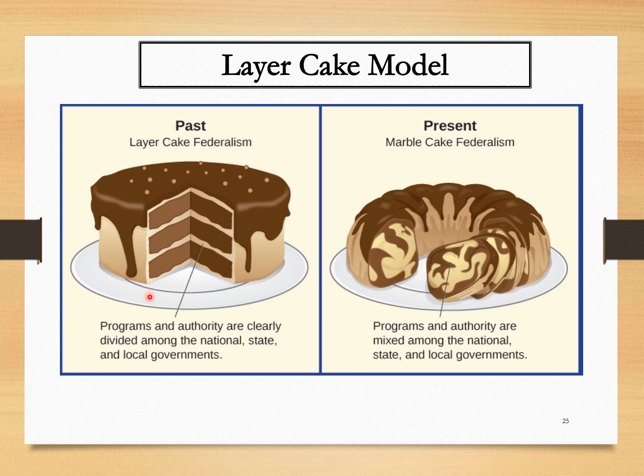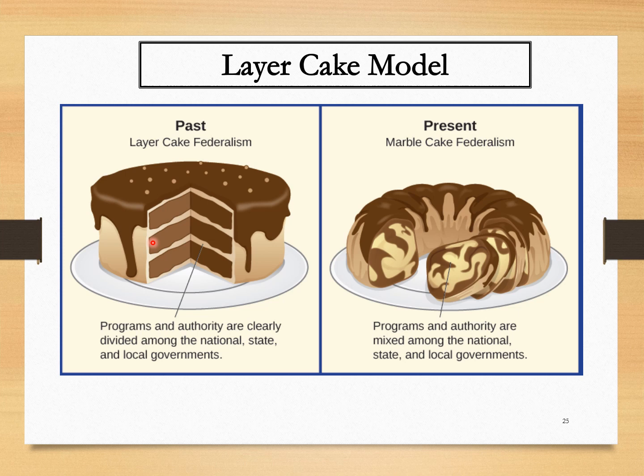So in the layer cake model, think of it as a layer cake. So you have different layers that make up the entire overall cake, but those layers are clearly defined. So here you have some chocolate in the layer, and some vanilla, and then some more chocolate and vanilla, chocolate and vanilla. And hardly do those layers ever intermingle.